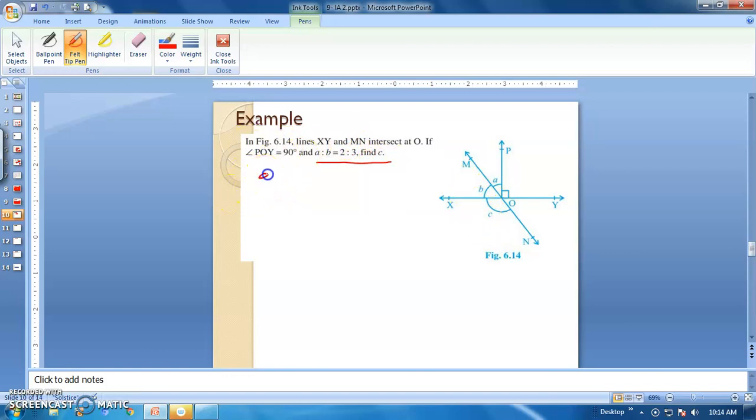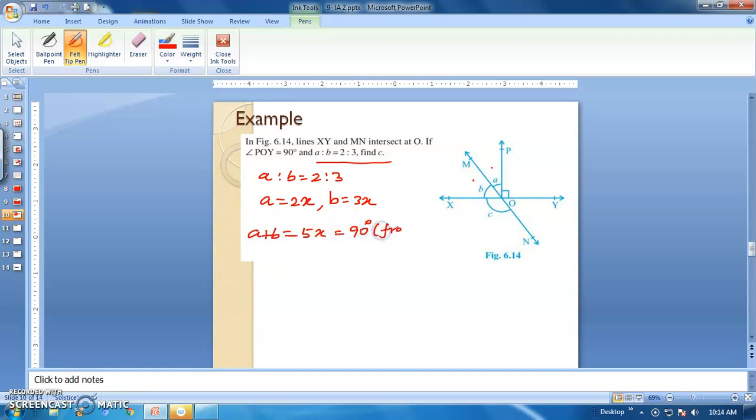So A:B equal to 2:3. Now how can you take the A value? A equal to 2x, an unknown value, right? And B equal to 3x. Now what about A and B from the diagram? This angle and this angle only. If you add these two angles A plus B, what will happen? It is 90 degrees definitely. So A plus B equal to 5x equal to 90 degrees.